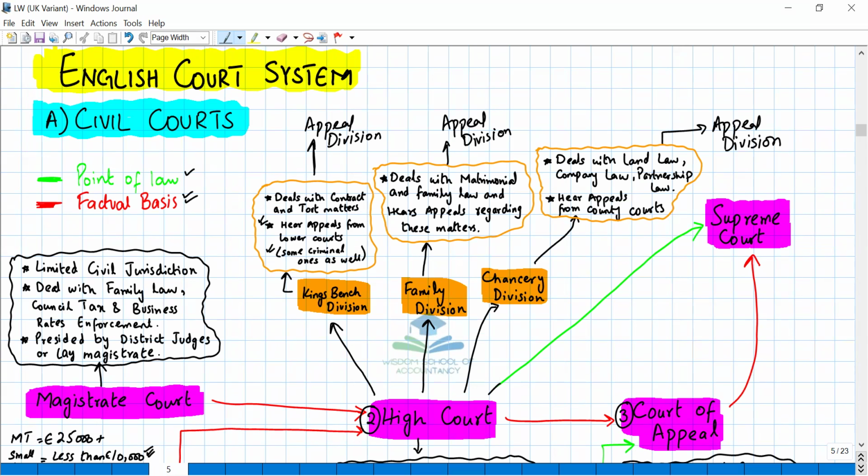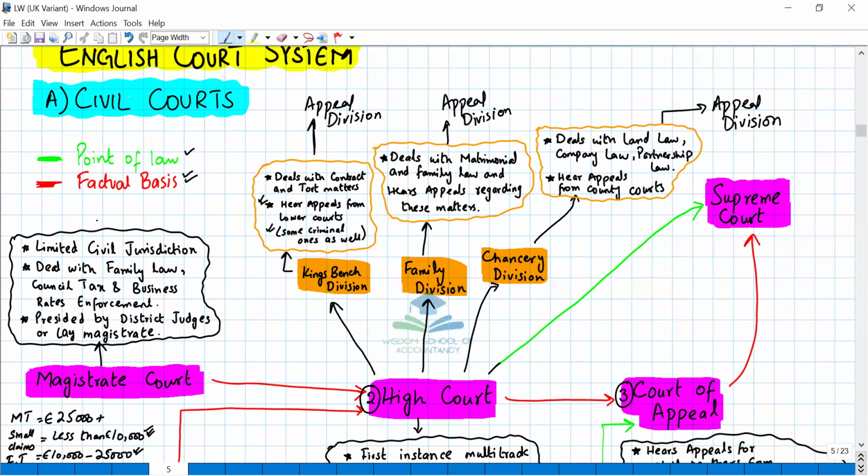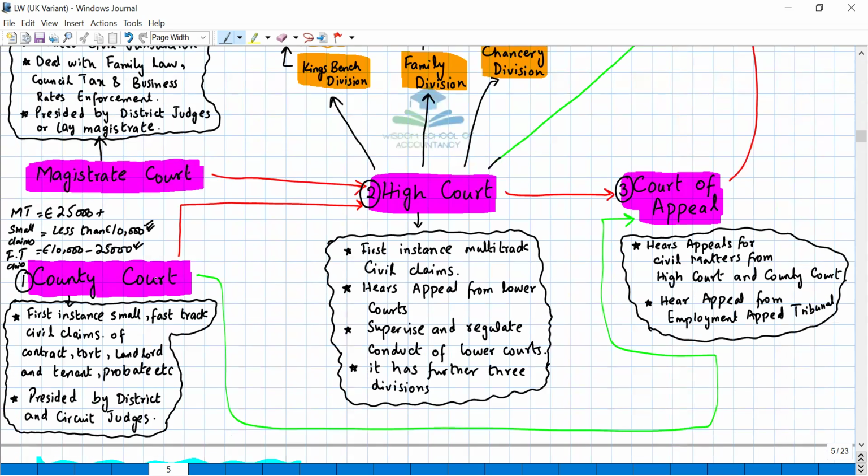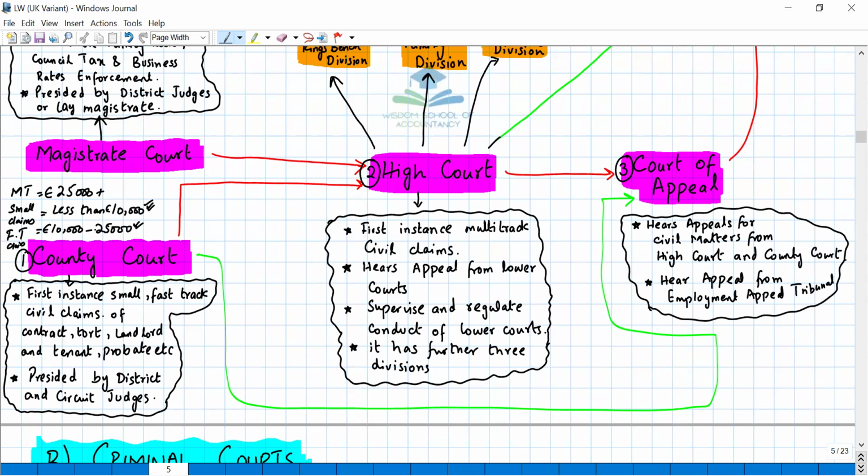Now in the UK, the court system is structured. It is divided into two different types of courts: civil courts and criminal courts. Civil courts, as the name suggests, deal with civil matters. Now, what are the different types of civil courts? The smallest civil court in the UK is the county court. In the county court, first instance small and fast track civil claims of contract, tort, landlord and tenant, and probate are heard.